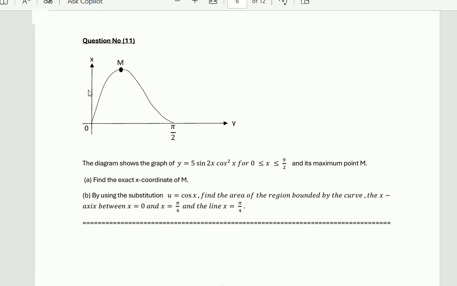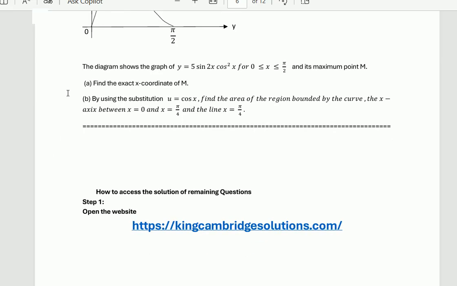For question number 11, the diagram shows the graph of y = 5 sin 2x cos² x for 0 < x ≤ π/2 and its maximum point M. Find the exact x coordinate of M. For part B, by using the substitution u = cos x, find the area of the region bounded by the curve, the x-axis between x = 0 and x = π/4, and the line x = π/4.